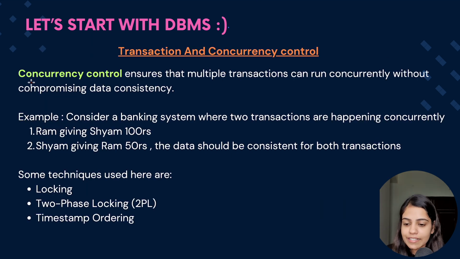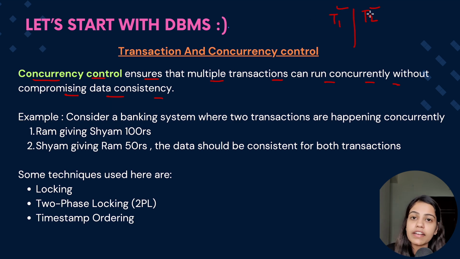Let's learn about concurrency control. So concurrency control ensures that multiple transactions can run concurrently without compromising the data consistency. So if there are two transactions T1 and T2, it ensures that T1 and T2 can run concurrently or parallelly without compromising the data consistency. That is, data should be similar for both the transactions.